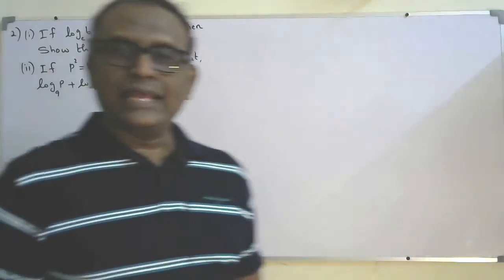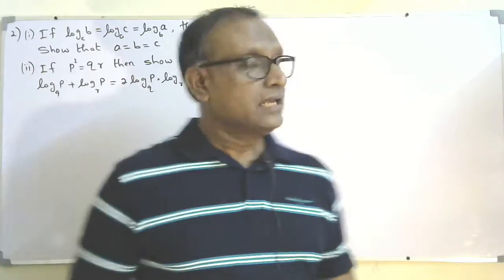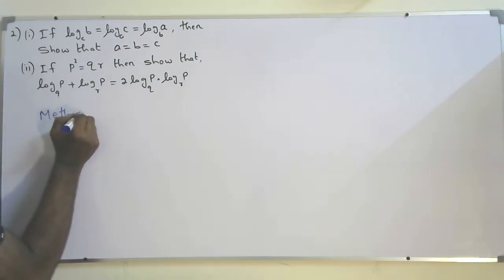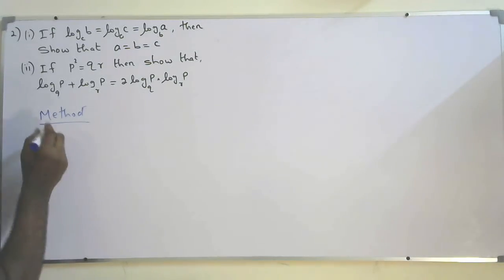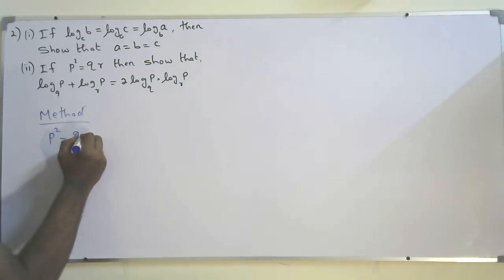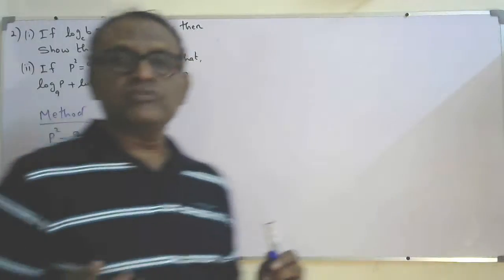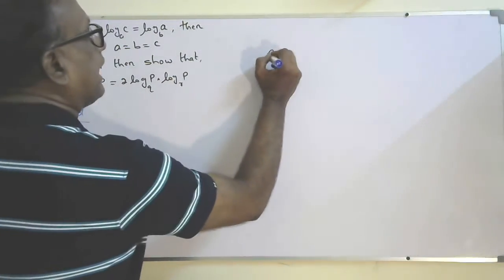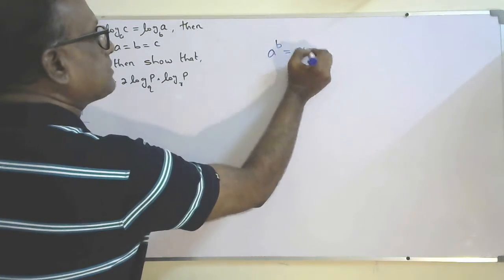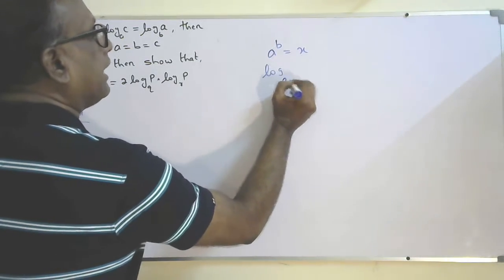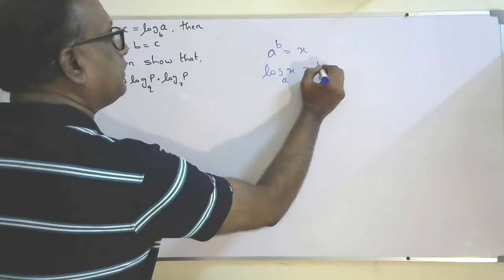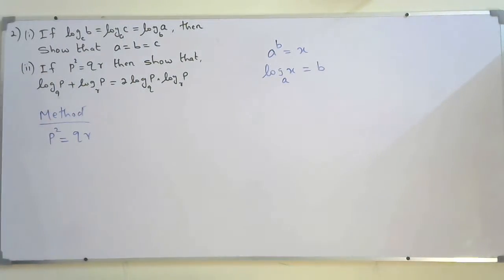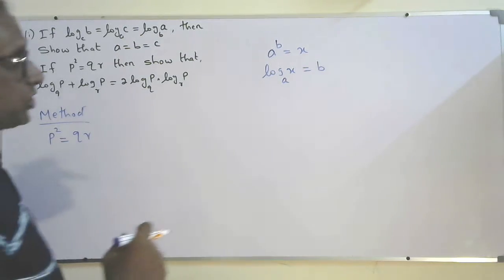So method 2, I can derive this in another way. I can write it like this: P squared equal QR. Use the definition of logarithm. That is, a to the power b equal x means log a of x equal b. That's the basic definition. So use that definition of logarithm.